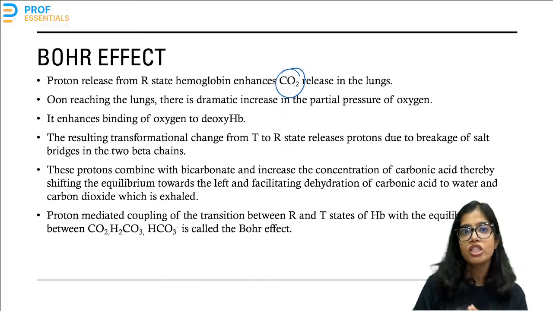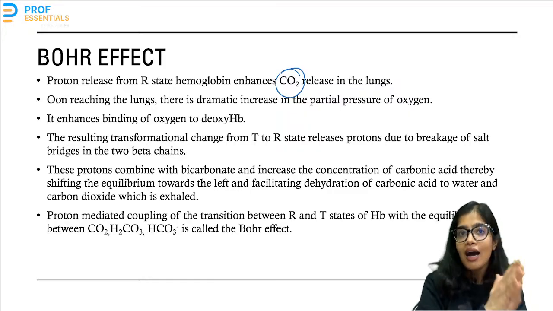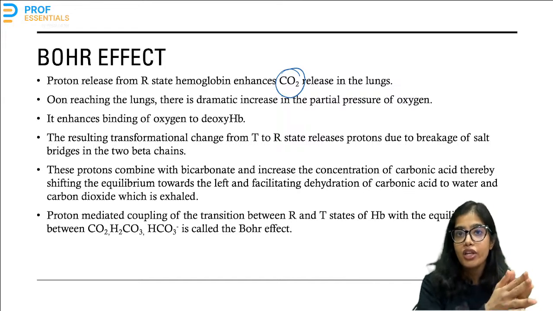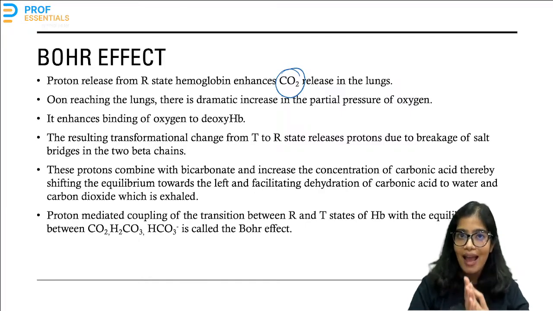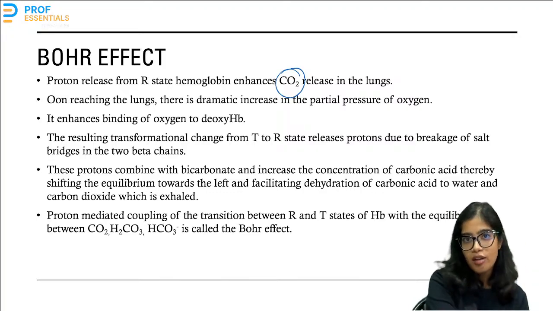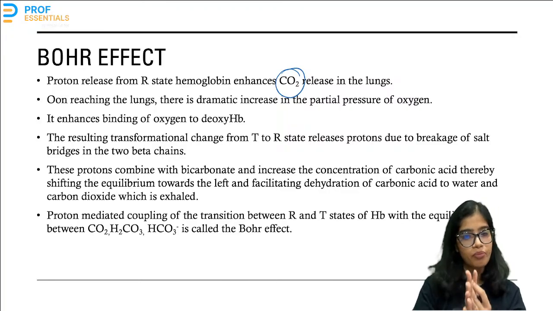Because upon reaching the lungs, there is a dramatic increase in the partial pressure of oxygen. The partial pressure of oxygen at the level of tissues was less. Therefore, at the level of tissues, the R state, which had a high affinity for oxygen, is going to convert to T state. It is going to absorb the proton, and by absorbing proton, the equilibrium is going to shift towards bicarbonate. Therefore, a lot of carbon dioxide is going to get picked up from the tissue level.